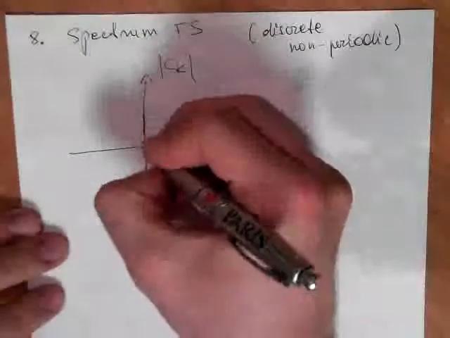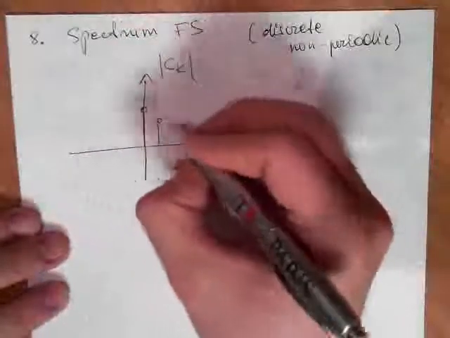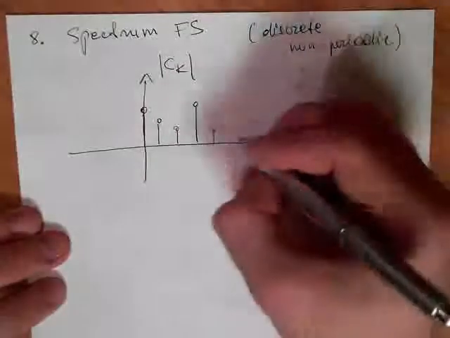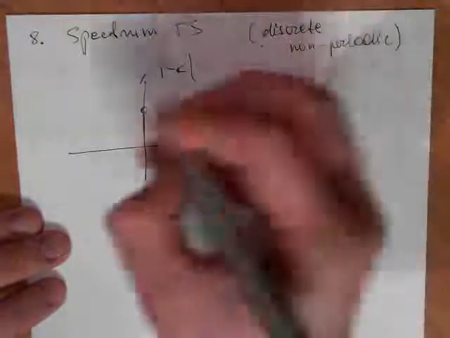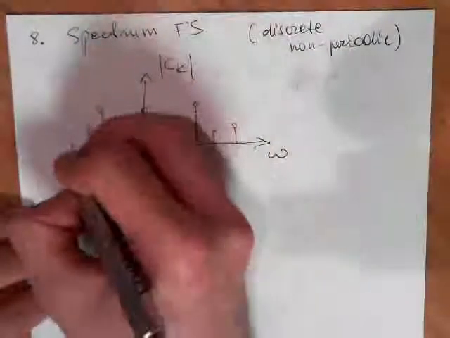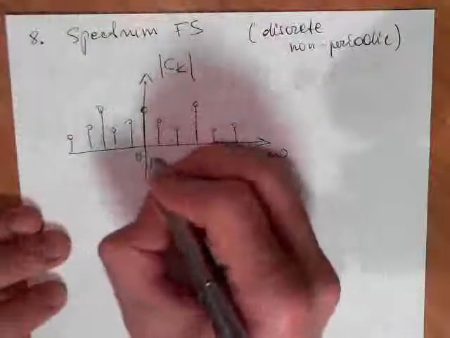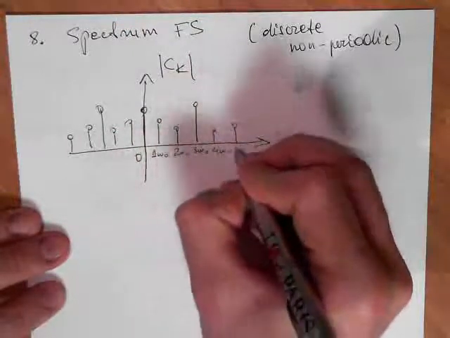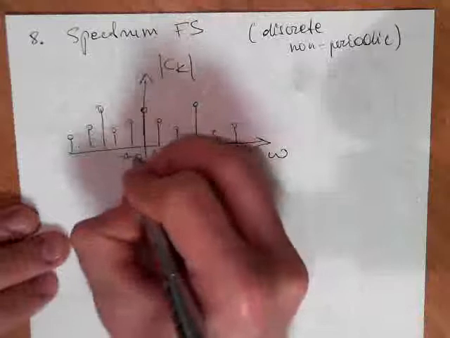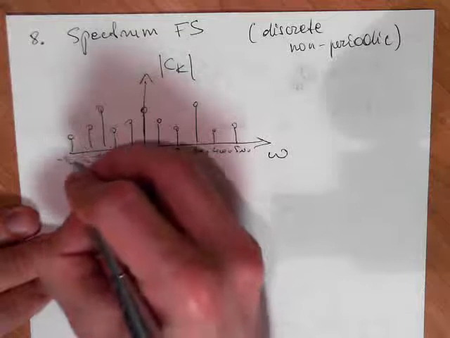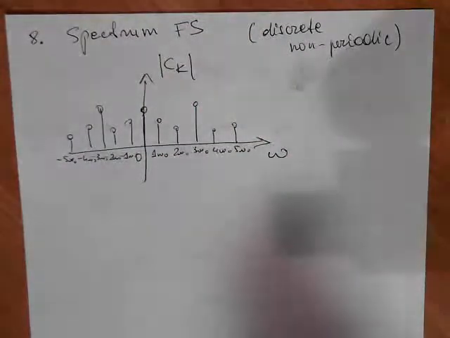And now you have a bunch of discrete values that may be randomly distributed or not. You can make it like a mirror image, or anyway. This is 0, this is 1 omega 0, 2 omega 0, 3 omega 0, 4 omega 0, 5 omega 0. Minus 4 omega 0, minus 5 omega 0. So this is a spectrum of Fourier series. Discrete spectrum, non-periodic spectrum.